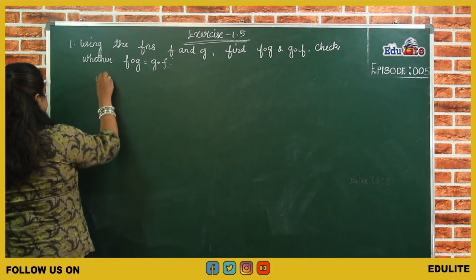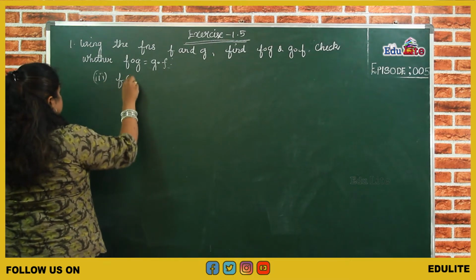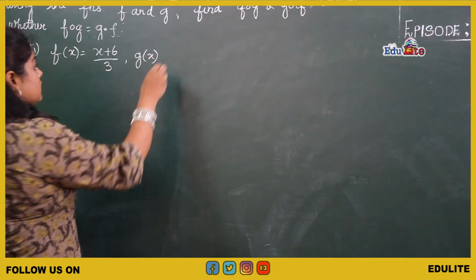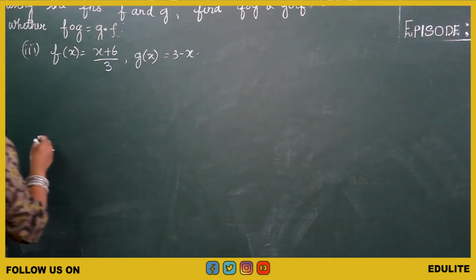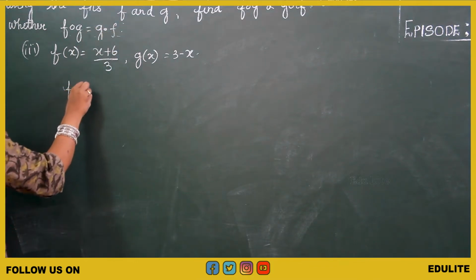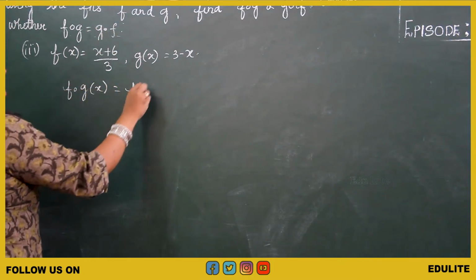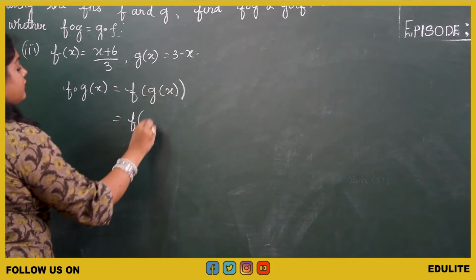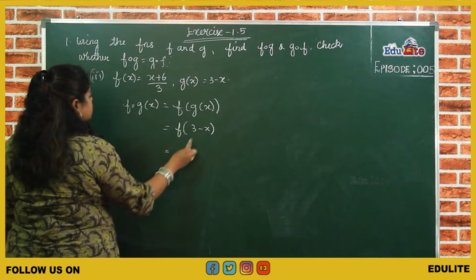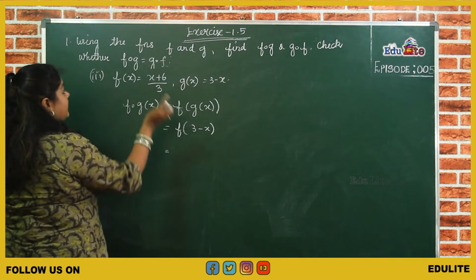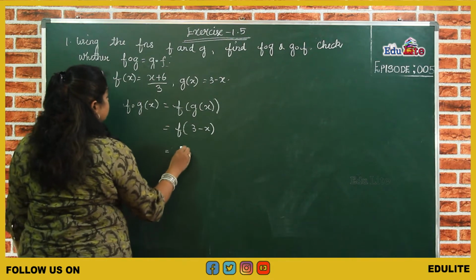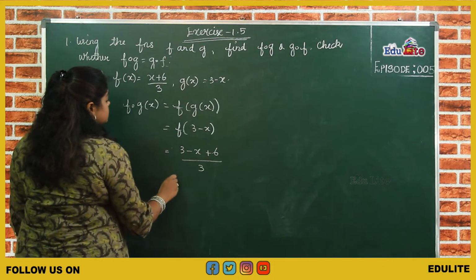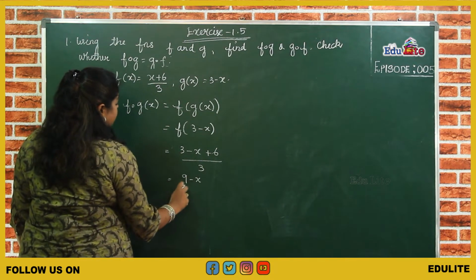In the third subdivision, f of x is given as (x plus 6) by 3, g of x is equal to 3 minus x. So, we have to find out f composite g of x, which is equal to f of g of x. We have to use the relation g of x first. So, f of 3 minus x. Now, we have to substitute 3 minus x in place of x in the f of x relation. So, this will become (3 minus x plus 6) by 3. So, 6 plus 3, 9 minus x by 3.